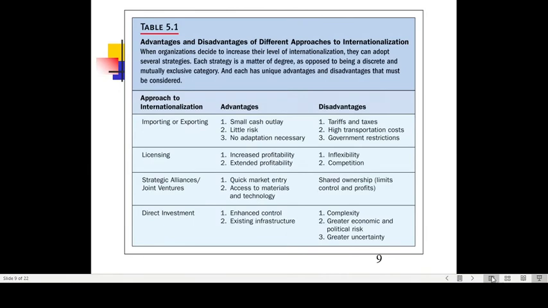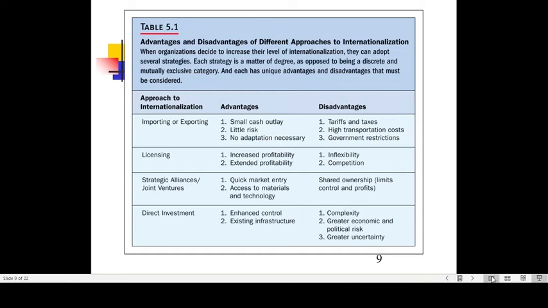Okay, so table 9, so we have the table 5.1, advantage and disadvantage of different approaches of internationalizations. When the organization decides to increase their level of internationalization, they adopt several strategies. Each strategy is a matter of degree as opposed to being discrete and mutually exclusive category. And each has unique advantages and disadvantages that must be considered.